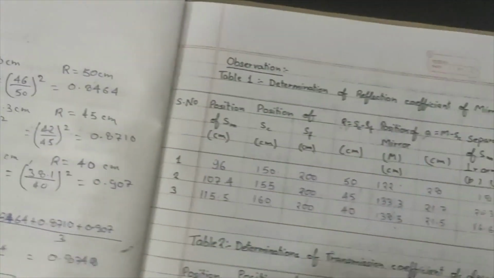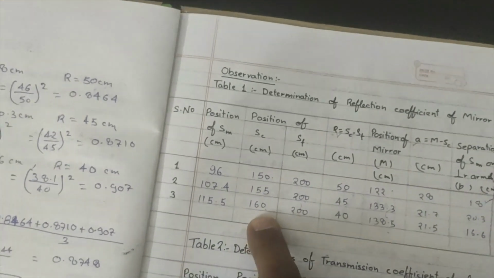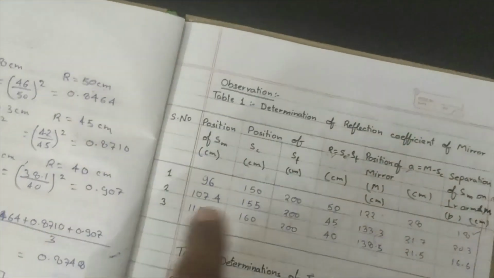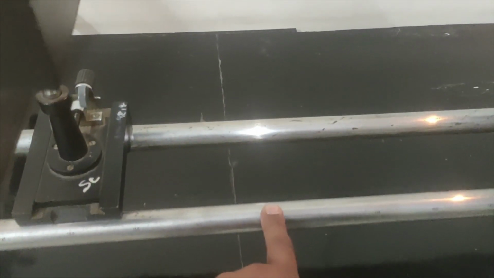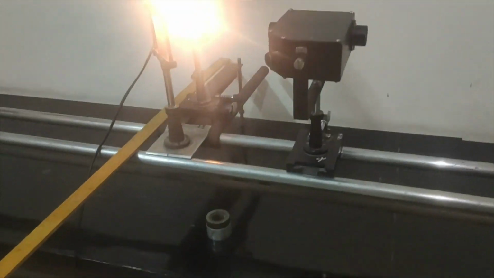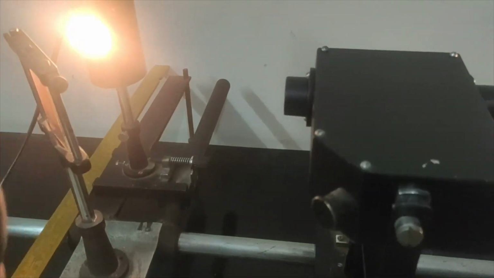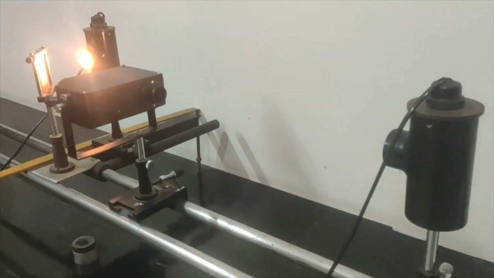In the same way, we have to do it for three different positions of the screen, like 150, 155, 160. You have to fix this position, but if this is 150, I can make it 160 or 170. You have to vary the distance for the different readings, and the other procedure will remain the same for the reflection coefficient of the mirror, which you have to find out. This is the first part, to determine the reflection coefficient of a mirror.